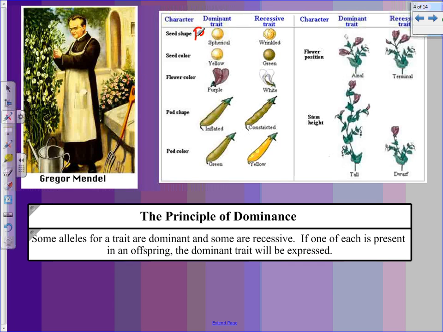In genetics, we use capital letters to represent the dominant allele and lowercase to represent the recessive. So if you had an offspring that got a big R from mom or dad and then a little r from the other one, even though they have both alleles, one for round seeds and one for wrinkled seeds, because round is dominant, all of their seeds would be round in shape. They would not be wrinkled. They'd be round because this one is dominant. It covers up that one.